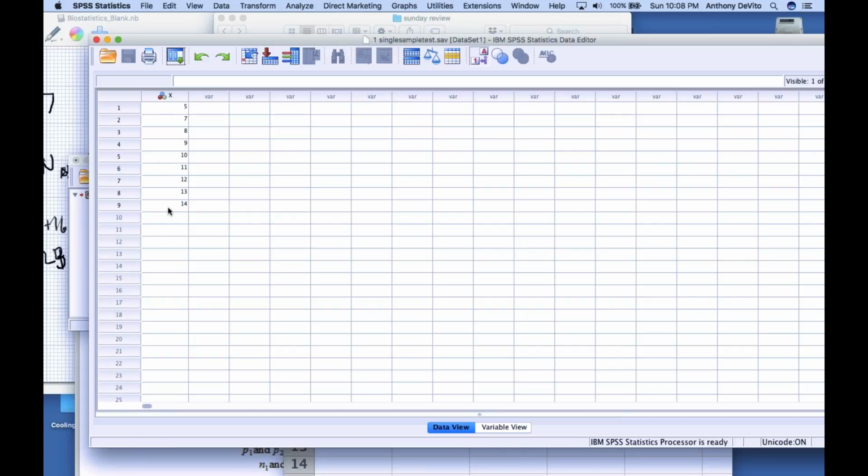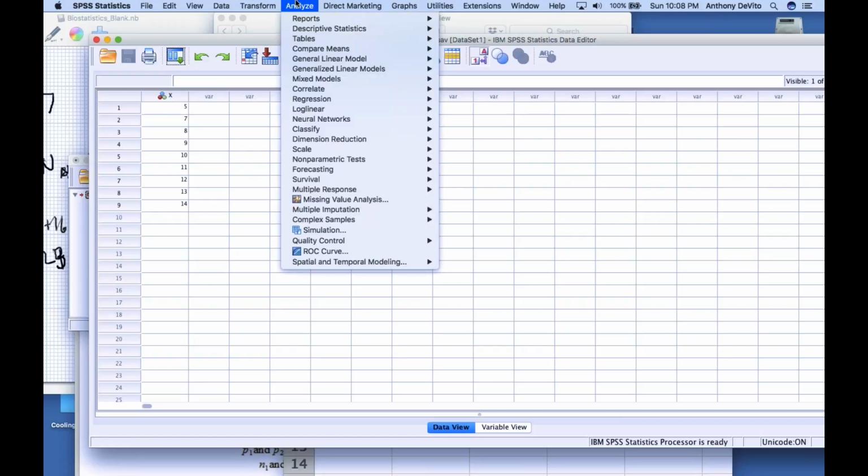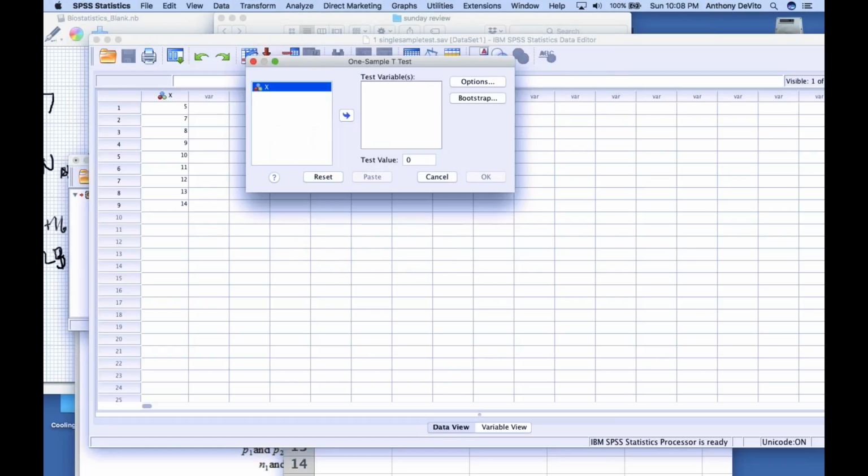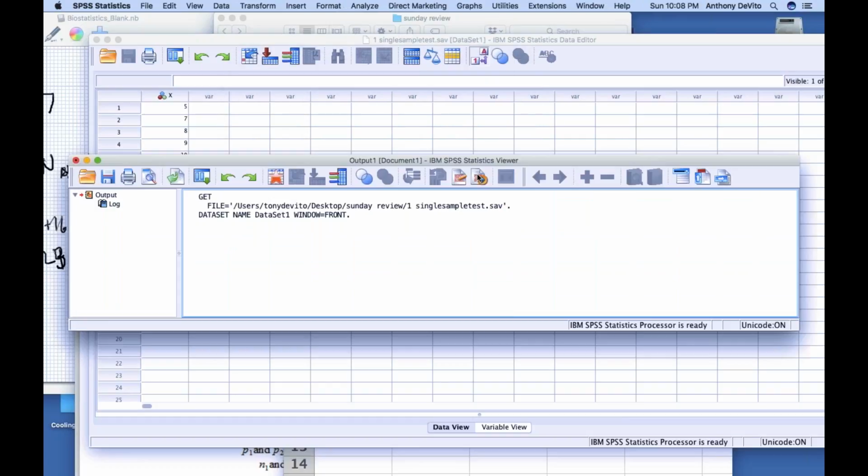To analyze a single sample t-test: analyze, compare means. I'm going to move over here to one sample t-test. Okay, I'm going to move that sample into our test variable, and I'm going to tell it I want it to compare to the set value, the known other mean for the other population of 12. We're not going to get this here for anything but a single sample t-test, because that's a place for us to put the mean that's known. I'm going to click OK.